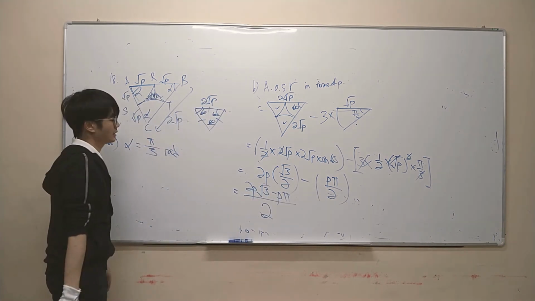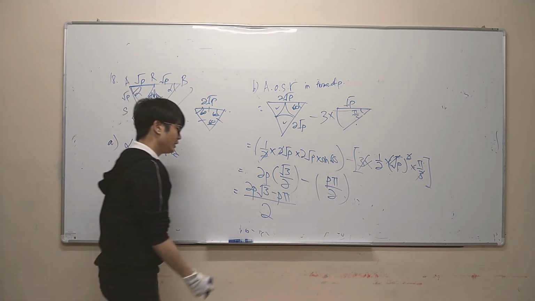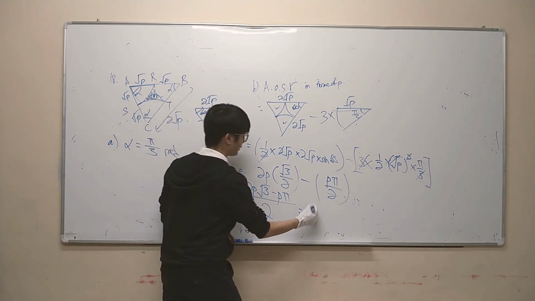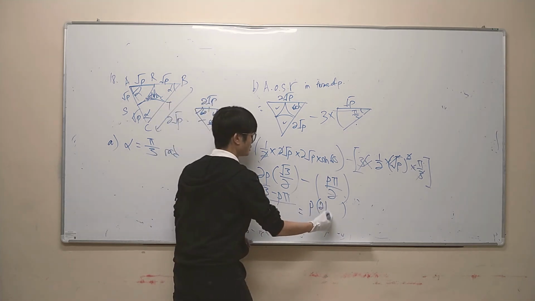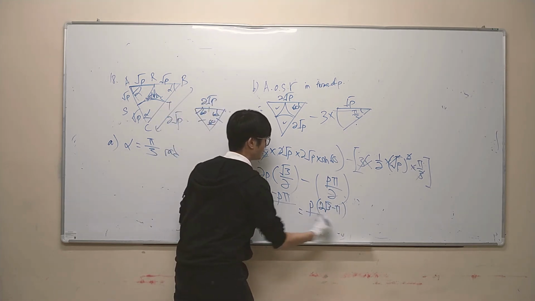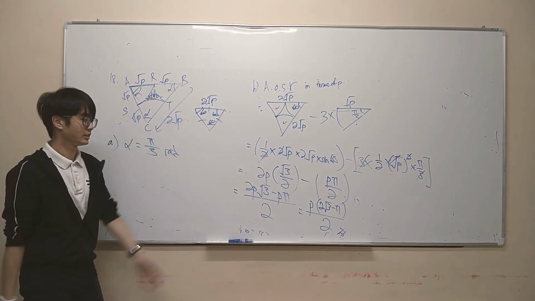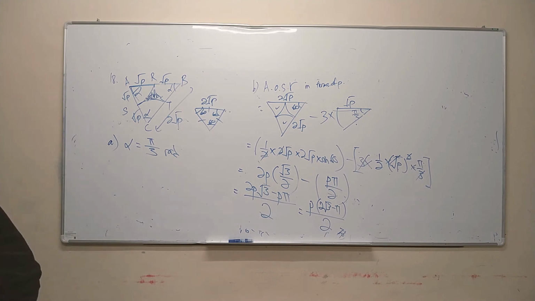Finished already? You want to stop here? Can also. But actually, you can still simplify. But if you stop here it is good enough already. So how to simplify? You take the p out. If I take the p out, it becomes 2 root 3 minus pi over 2. Can also. But I think stopping here is good enough already. Okay, so that's the answer. So number 18 is done.